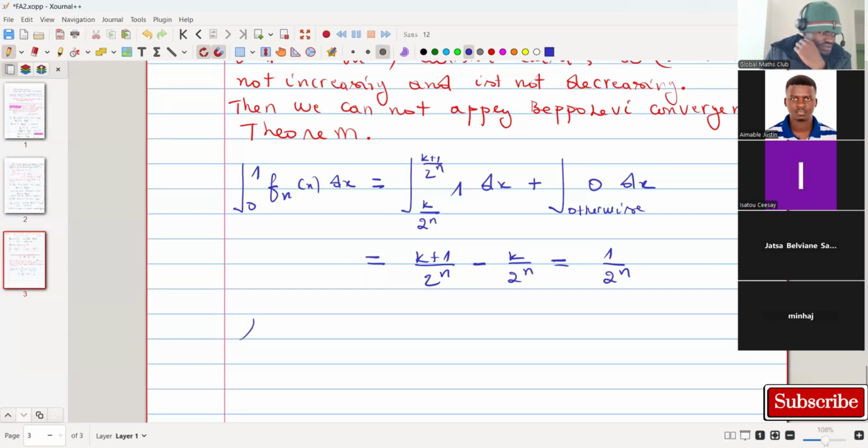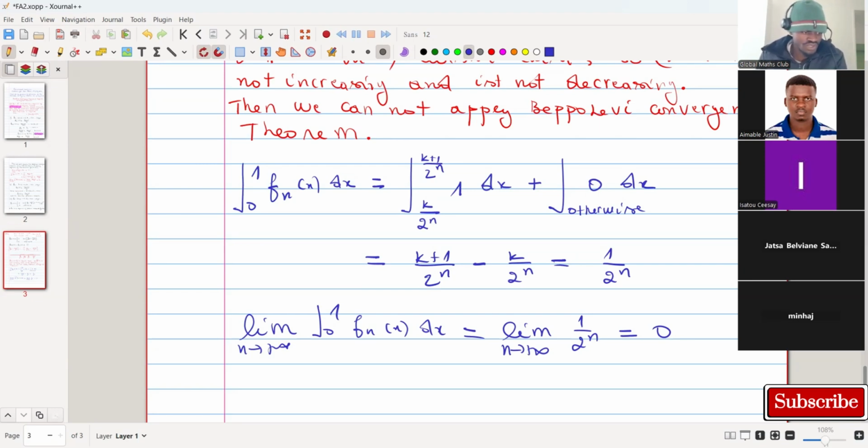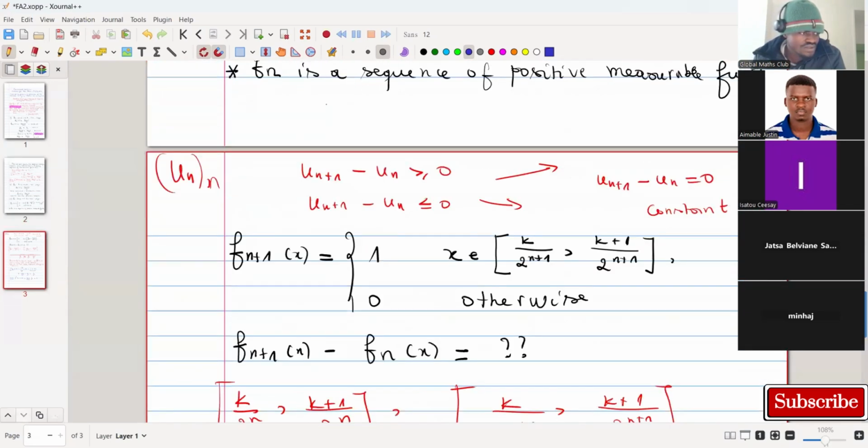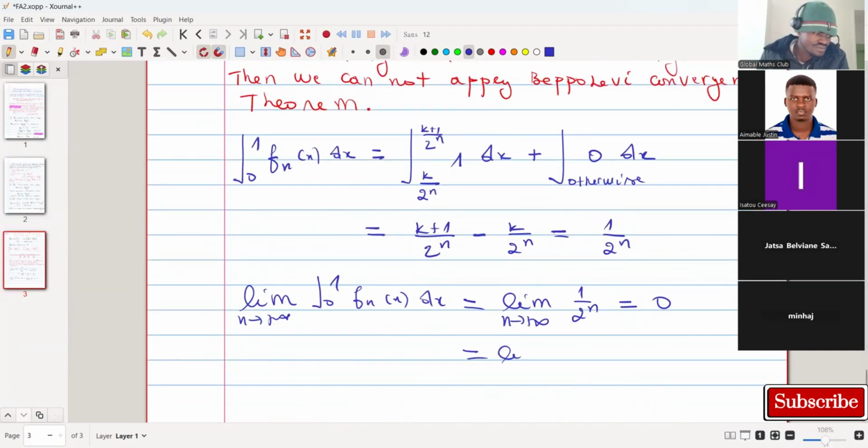Then the limit when n tends to plus infinity of this integral is just the limit of 1 over 2 power n, which is 0. This is a geometric sequence with ratio less than 1, between -1 and 1. So if you raise it to the power n, the limit is 0. So we are done with the first subject related to functional analysis.